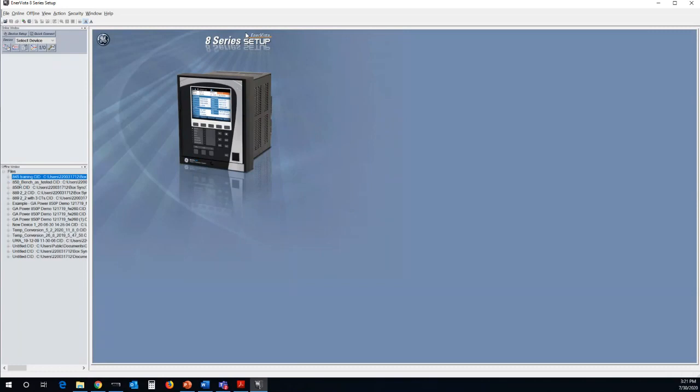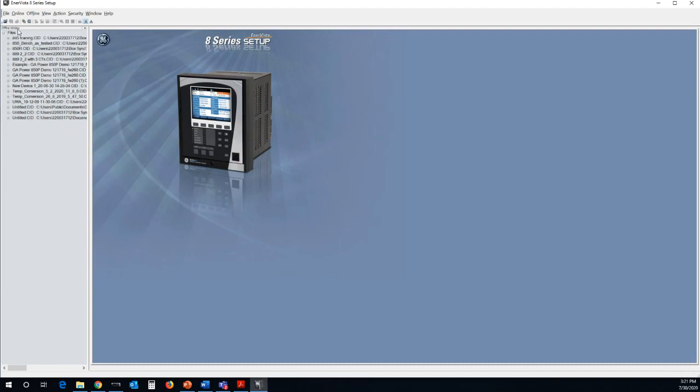Now there's 2 sections here. There's an online window up here where my cursor's at right now. That online window is basically the relays I am connected to. I'm not connected to any relays now, so I'm going to close that. Now this is my offline window. These are the settings files that I've added to my laptop. The relay settings file I'm going to work with is this 845 training CID here. So let me expand it and we'll start setting this up.